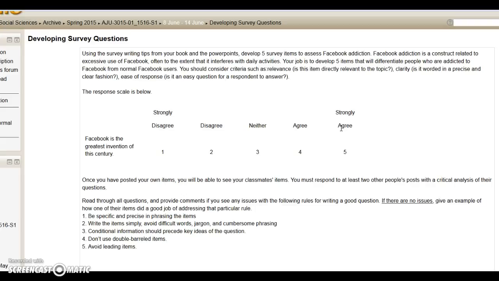Once you've posted your own items, you need to read through at least 2 other people's and provide constructive feedback, constructive criticism, and comments for your classmates. For each response that you do, you need to identify for each of these 5 things, either an issue or a place where the person did a good job for each of these 5 items here.